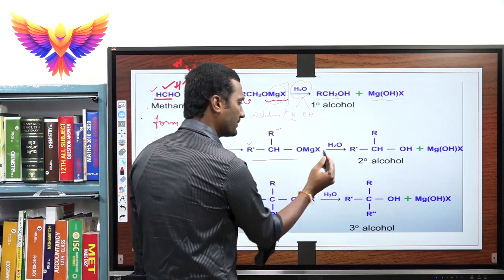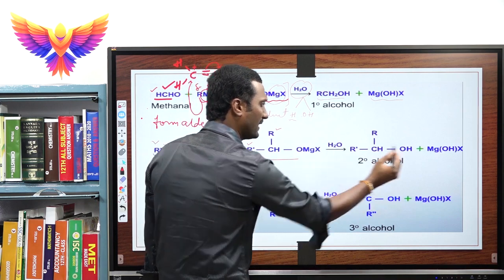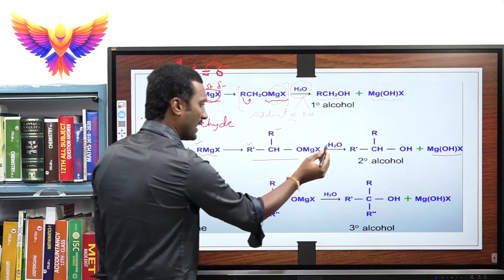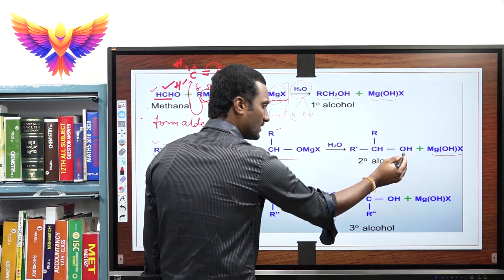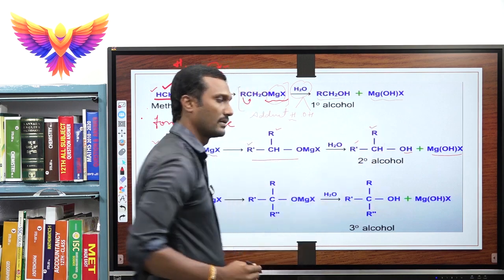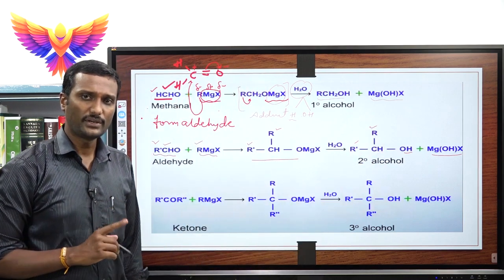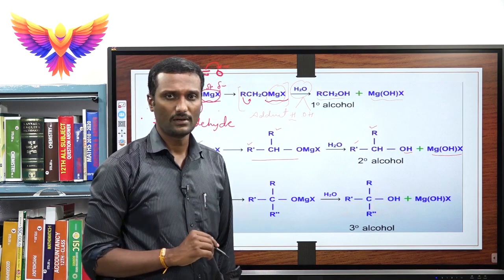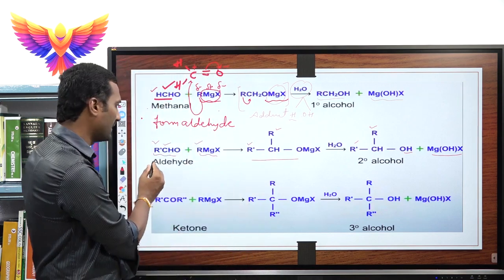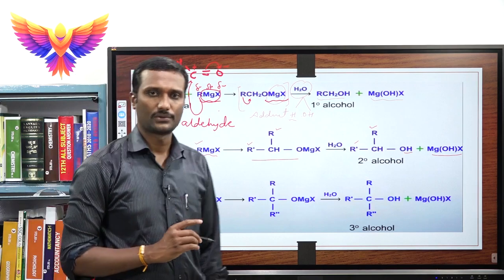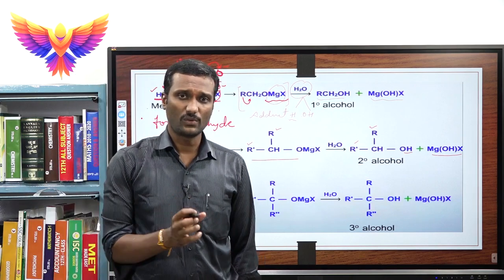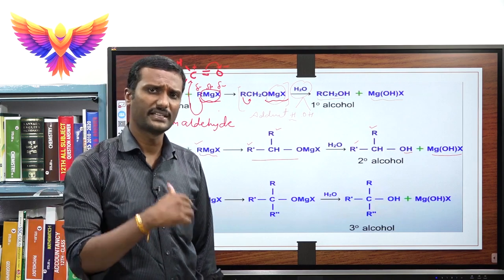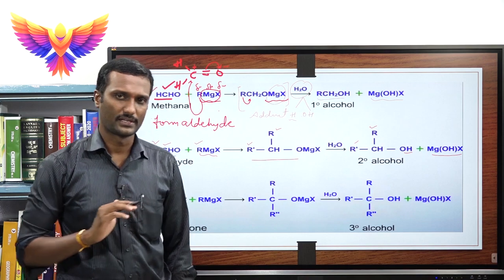When it is hydrolyzed with water, magnesium halide forms magnesium hydroxide halide, and hydrogen reacts with oxygen to form a 2 degree alcohol. So now you understood: when you take formaldehyde only, you get a primary alcohol. When you take any aldehyde other than formaldehyde, you get a 2 degree alcohol. It's very simple. That's what I explained in the previous slide, how the mechanism takes place. If you understand, you can give any type of products.